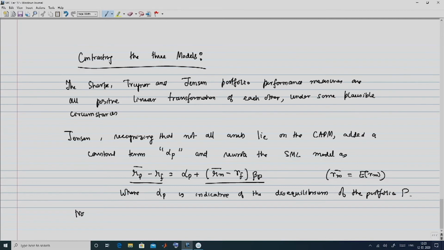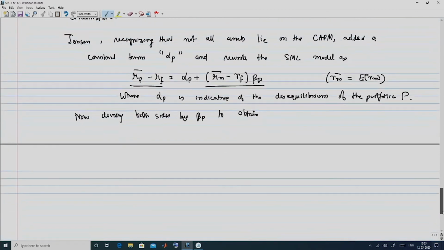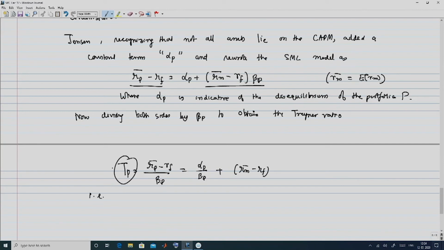Okay, now we divide both sides by beta p to obtain the Treynor ratio. Remember that once we have beta p, we can relate this to the Treynor ratio, which was T p is equal to R p bar minus R f over beta p. So, this will become alpha p over beta p plus R m bar minus R f. So, this means that T p involves alpha p over beta p plus a constant.